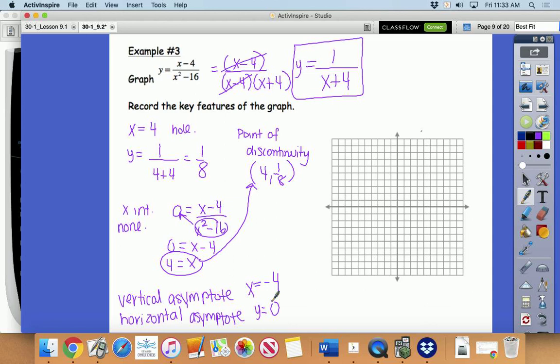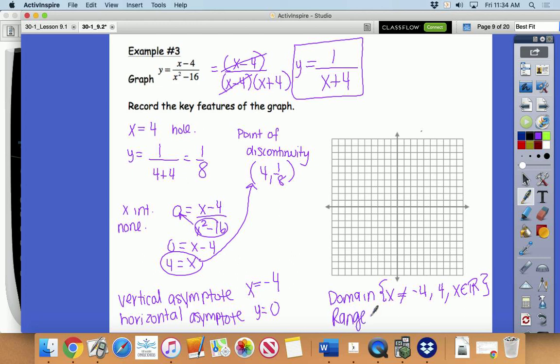And then the domain and range. X is not allowed to be equal to -4 from our vertical asymptote and 4 from our hole, our point of discontinuity. So x is an element of real numbers, x such that x cannot equal -4 or 4.